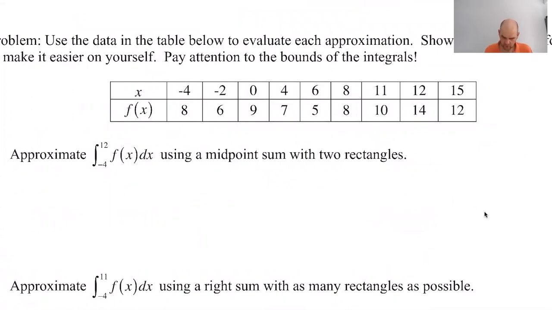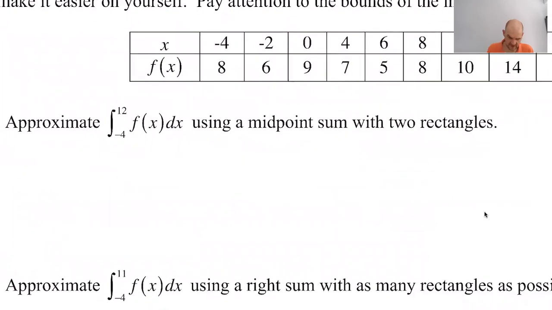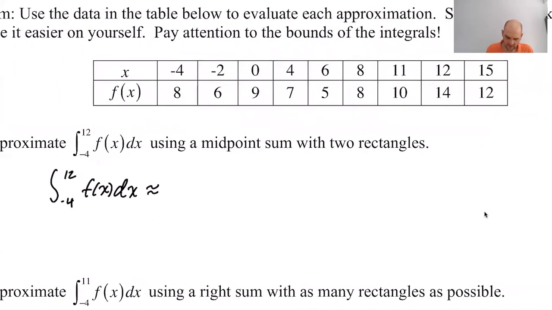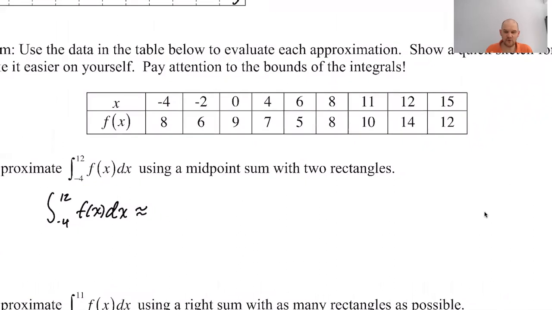All right, -4 to 12, midpoint, 2 rectangles. I always write the integral that I'm approximating. You want people to know what you're doing, right? So we're going only from -4 to 12, with 2 rectangles. What am I saying here? The average of -4 and 12: add them together, you get 8, divide by 2, you get 4.